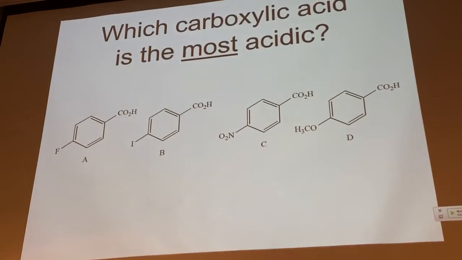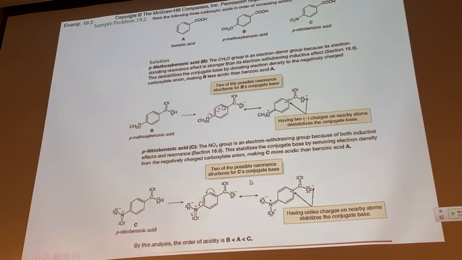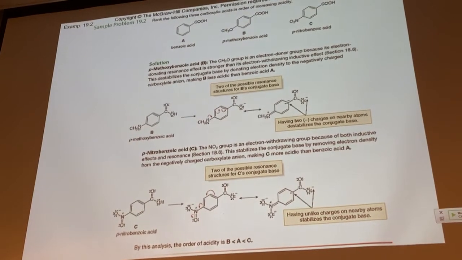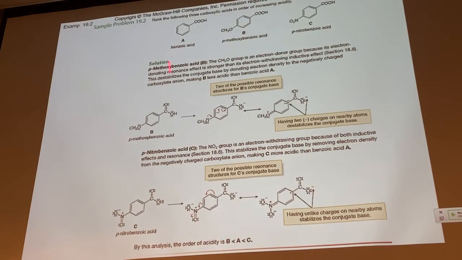So there was a sample problem in the book that's very similar to this. It was asking you to put benzoic acid, paramethoxybenzoic acid, and paranitrobenzoic acid in order in terms of relative acidities. We had these two on our iClicker question. And so we would know that paramethoxybenzoic acid is the weakest acid, paranitrobenzoic acid is the strongest acid. To explain that, the book is drawing some resonance structures here for you.